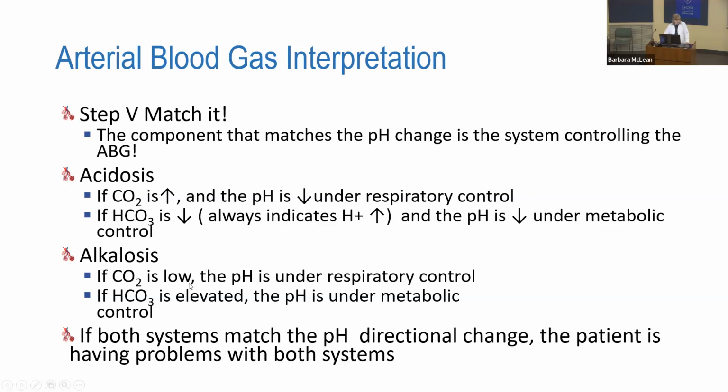If CO2 is low and pH is up, that's a respiratory alkalosis. If bicarb is up and the pH is up, that's a metabolic alkalosis. So you're naming direction, up or down, acidosis, alkalosis, by the pH. And then you're looking for what caused it. It's either going to be respiratory, CO2, or metabolic, which is hydrogen ion disguised as bicarb and base. Good?